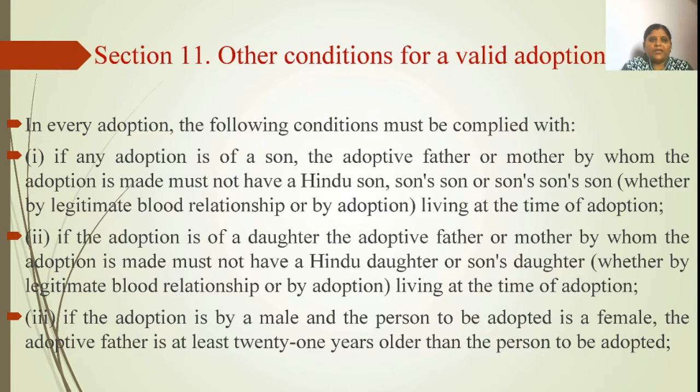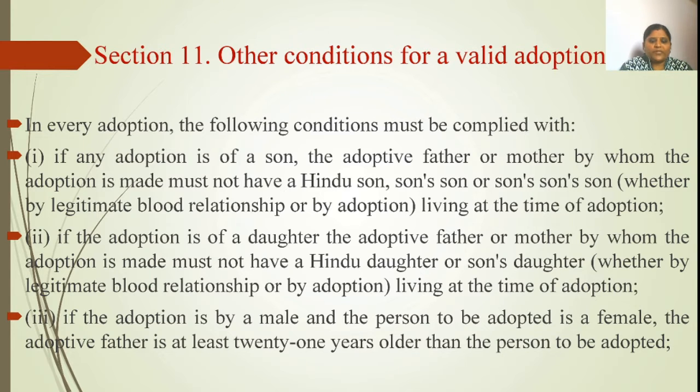Subsection 1 says that if an adoption is of a son, the adoptive father or mother by whom the adoption is made must not have a Hindu son, son's son, or son's son's son, whether by legitimate blood relationship or by adoption, living at the time of adoption. That is, the mother or the father who wants to take in adoption should not have their own son, son's son, or son's son's son. That is, their own son, grandson, and great grandson.